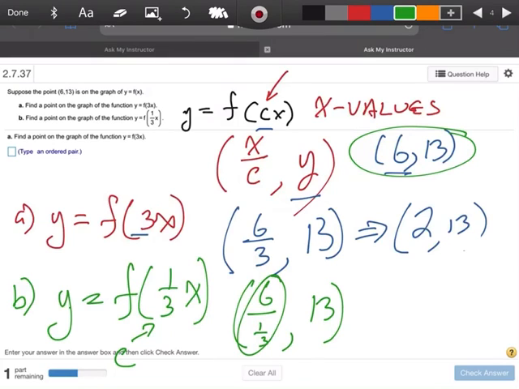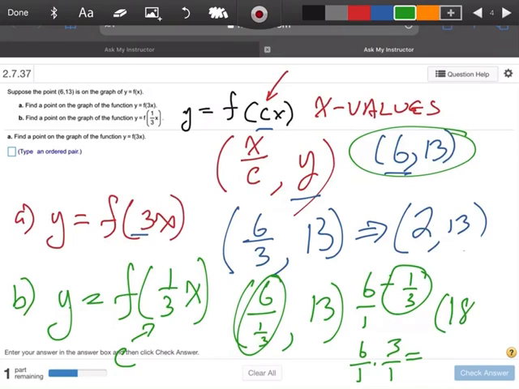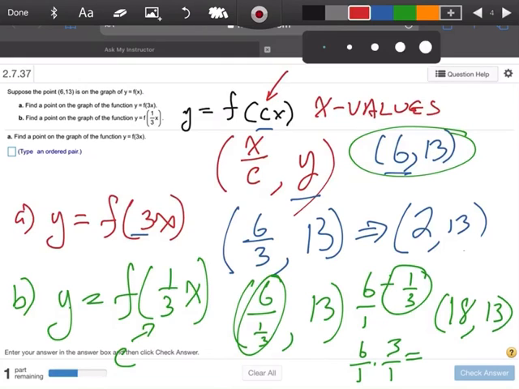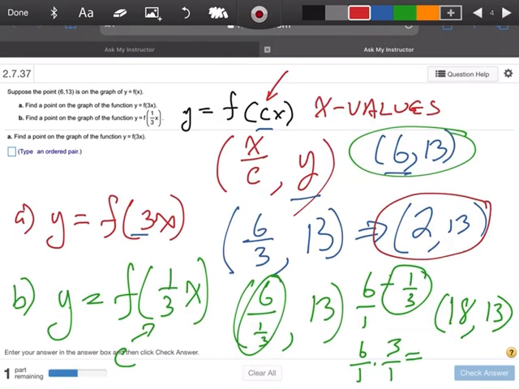So you might say, okay, well, what does this mean? Remember, we're taking the number 6 and we're dividing it by 1/3. Think of that 6 as 6 over 1. Remember how we divide fractions? We multiply by the reciprocal, by the flip. So 6 times 3 is 18. 18 over 1 is still 18. And then my y value, again, stays the same. So here is my point for part A.